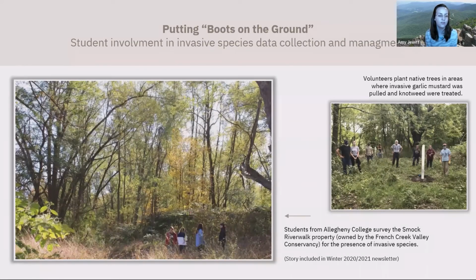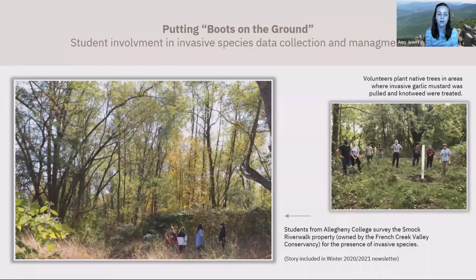One of the stories that I'll just mention that's relevant to our teacher audience here tonight, that was featured in our newsletter previously, was a story of some college students from Allegheny College, and they teamed up with the French Creek Valley Conservancy to survey for invasive species that were on a property that was owned by the Conservancy. And they essentially did that for purposes of creating a management plan for the French Creek Valley Conservancy.